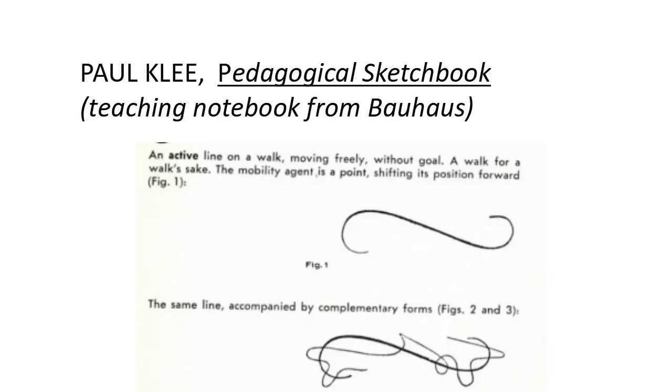And you can see here how he demonstrates the line going for a walk in this wonderful curving way. And then he has another image underneath, which is the line going for a walk with a little one accompanying it. I always think that's a little bit like taking a dog for a walk with you.